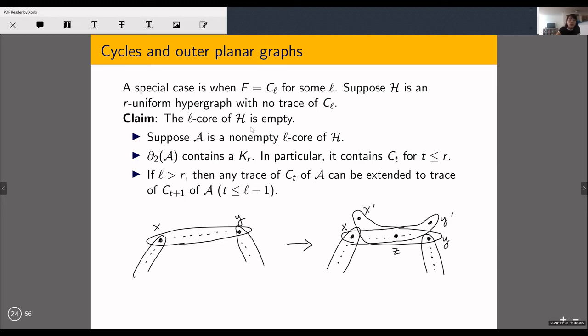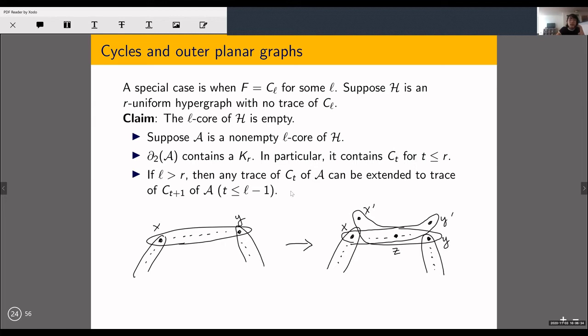The way we do that, if we have at least one edge in the alpha core, or sorry, the L core, then when we look at this edge, its shadow contains a K_r. And in particular, the K_r contains a copy of the cycles C_t for any t less than or equal to r. For any of those, we can extend them to a trace of C_t in the original hypergraph. Now we consider the case where this L, which is the forbidden length, is strictly bigger than r, because we handled all the smaller cases already.